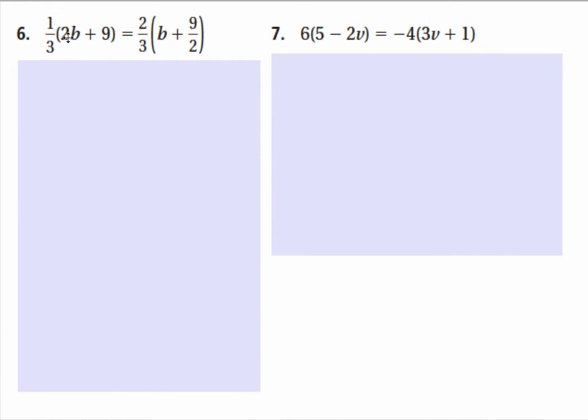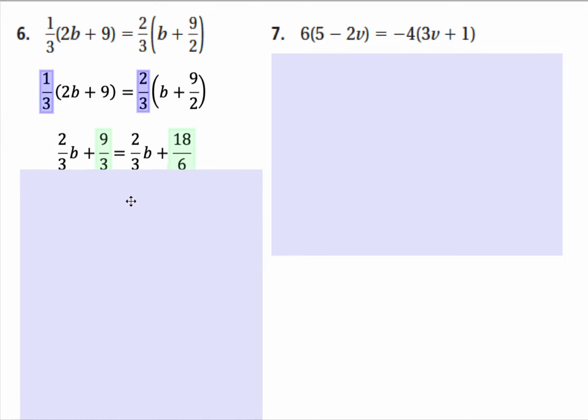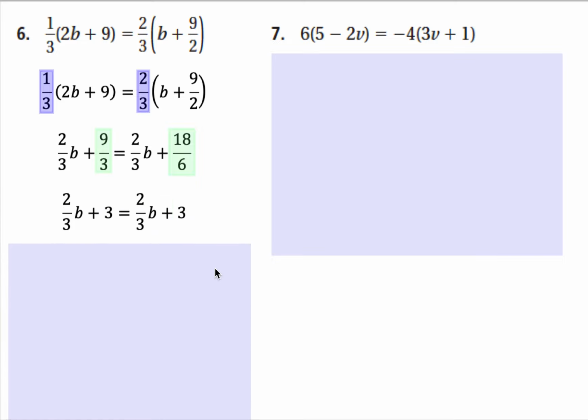Okay, 1/3 times 2b plus 9 is equal to 2/3 times b plus 9 halves. Okay, first I notice that there's some distributing that needs done. So we're going to distribute 1/3 here, and we're going to distribute 2/3 here. 1/3 times 2b plus 9 will be 2/3 b plus 9/3. And 2/3 times b is 2/3 b. 2/3 times 9 halves, well, 2 times 9 is 18, and 3 times 2 is 6. Okay, I've highlighted here in green.